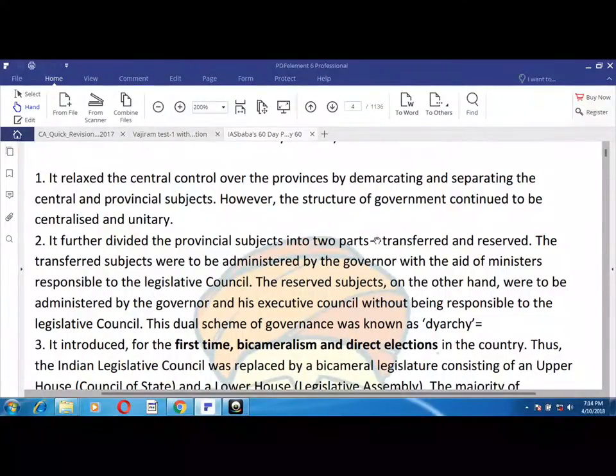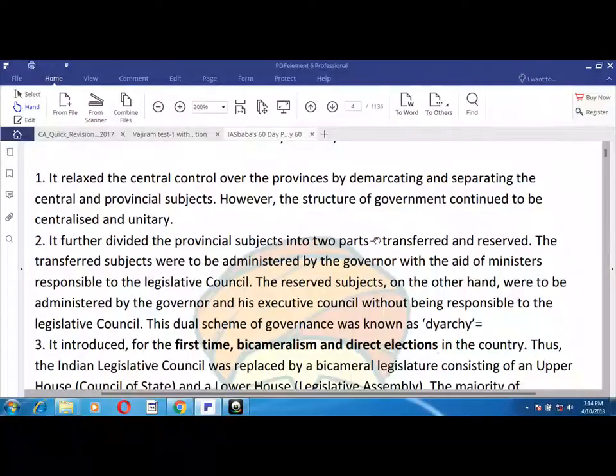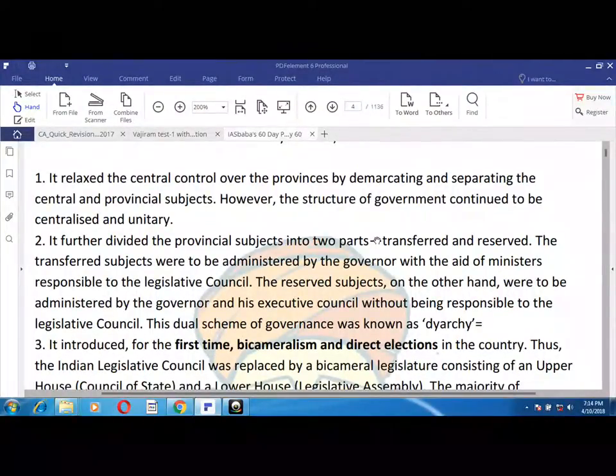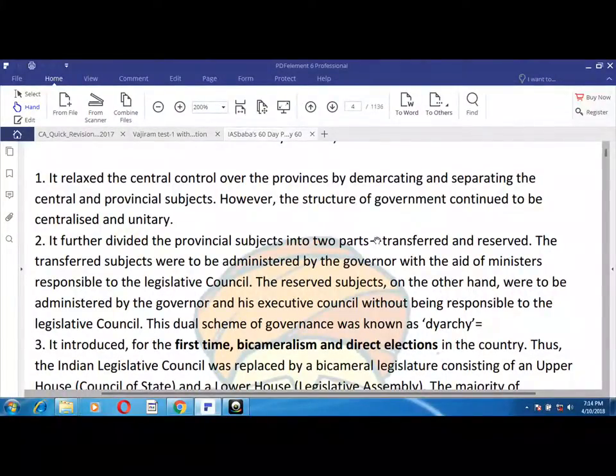Transferred subjects were to be administered by the governor with the aid of ministers responsible to the legislative council. The reserved subjects, on the other hand, were to be administered by the governor and his executive council without being responsible to the legislative council. Thus, this dual scheme of governance was known as diarchy.